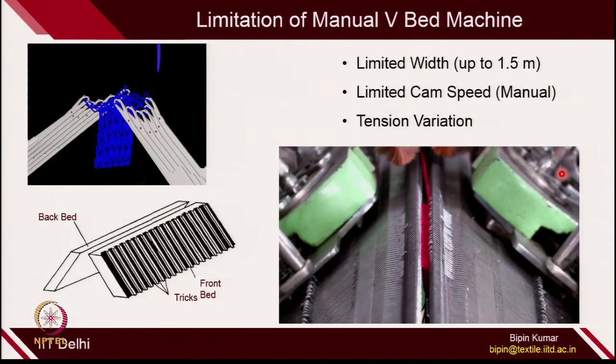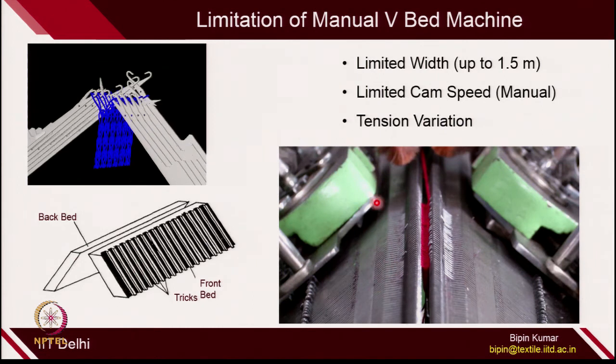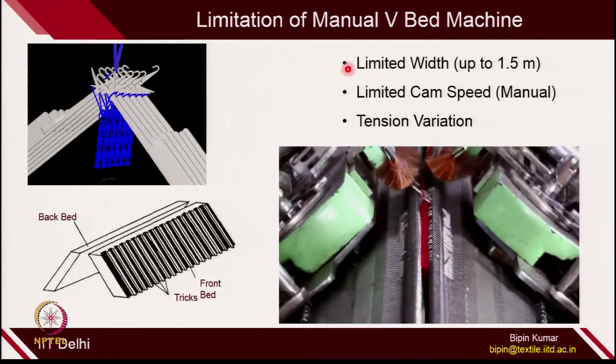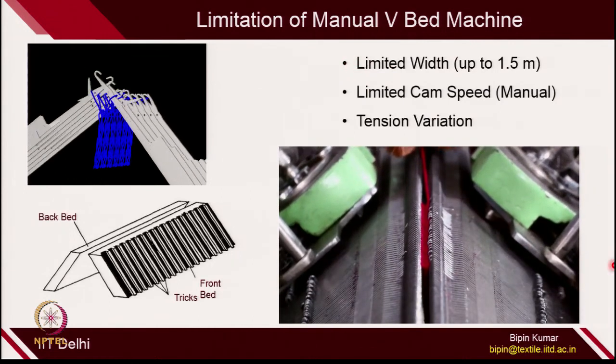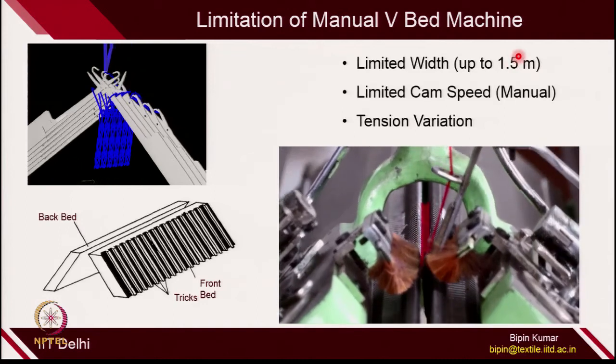Before we move to advancement, we need to understand why there was a need to advance in knitting technologies. Our fabric was being produced on single bed and V-bed machines which were manually operated, but why do we need advancement in these technologies? Let's see what limitations the manual machine was giving us. In one of the practicals, I demonstrated the V-bed machine. In manual machines, you operate the machine by hand, so you cannot reach more than 2 meters. Usually in manual machines, where you move the carrier by hand, the width is limited to 1.5 meters or a maximum of 2 meters.